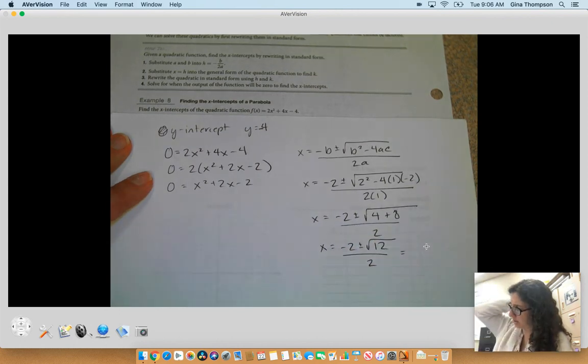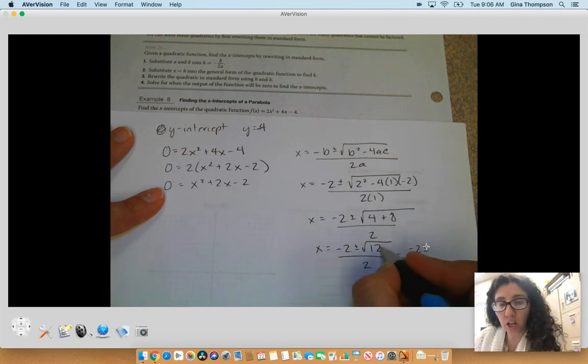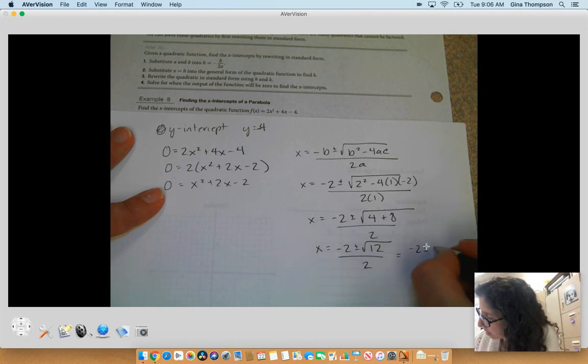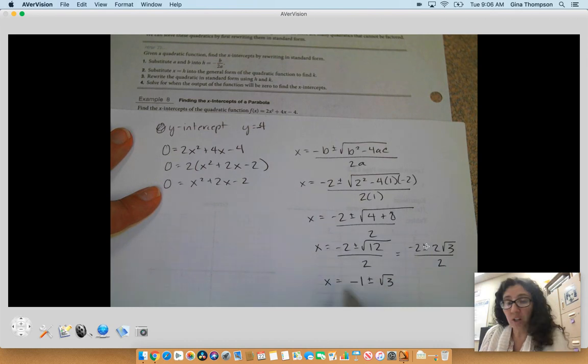Can I simplify this at all? Yeah, I could write this as minus 2 plus or minus, let's see, this is 4 times 3, right? So a 2 can pop out. 2 times the square root of 3 all over 2. So I get x equals minus 1 plus or minus the square root of 3. All right, so are these real? Yeah, those are two numbers on the x-axis.